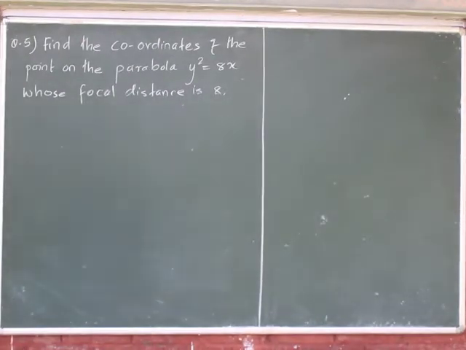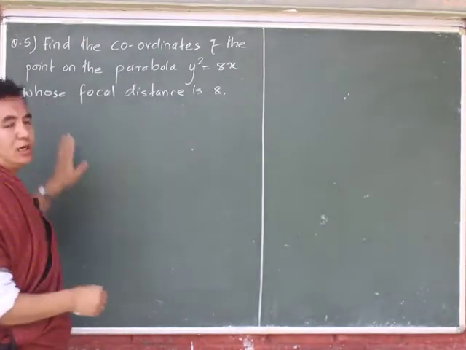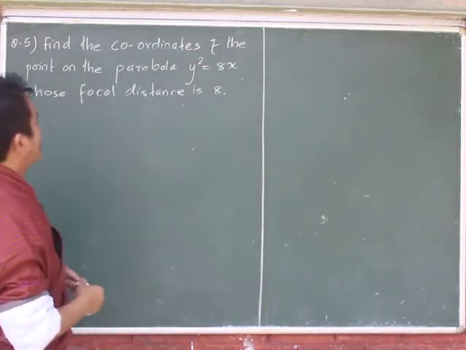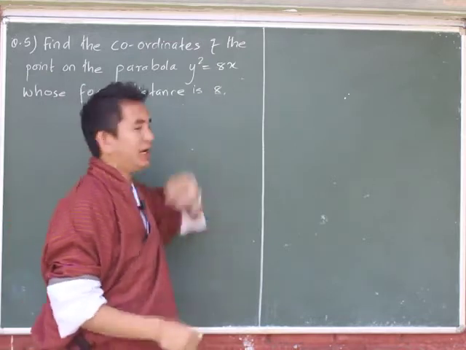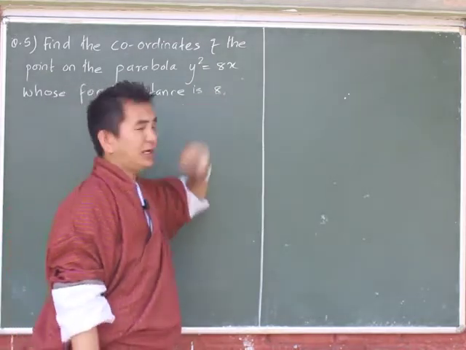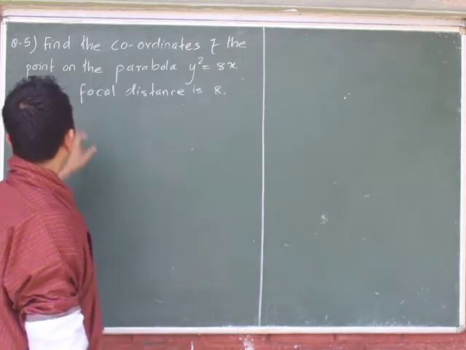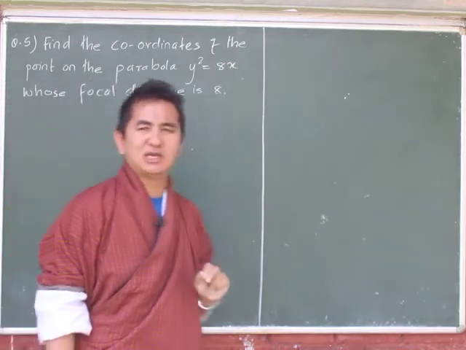Okay, good morning students. So now let's go with question number 5, where you need to find the coordinates of the point on the parabola y square equal to 8x, which is a standard form of equation of parabola, a right-opening parabola, and whose focal distance is 8.